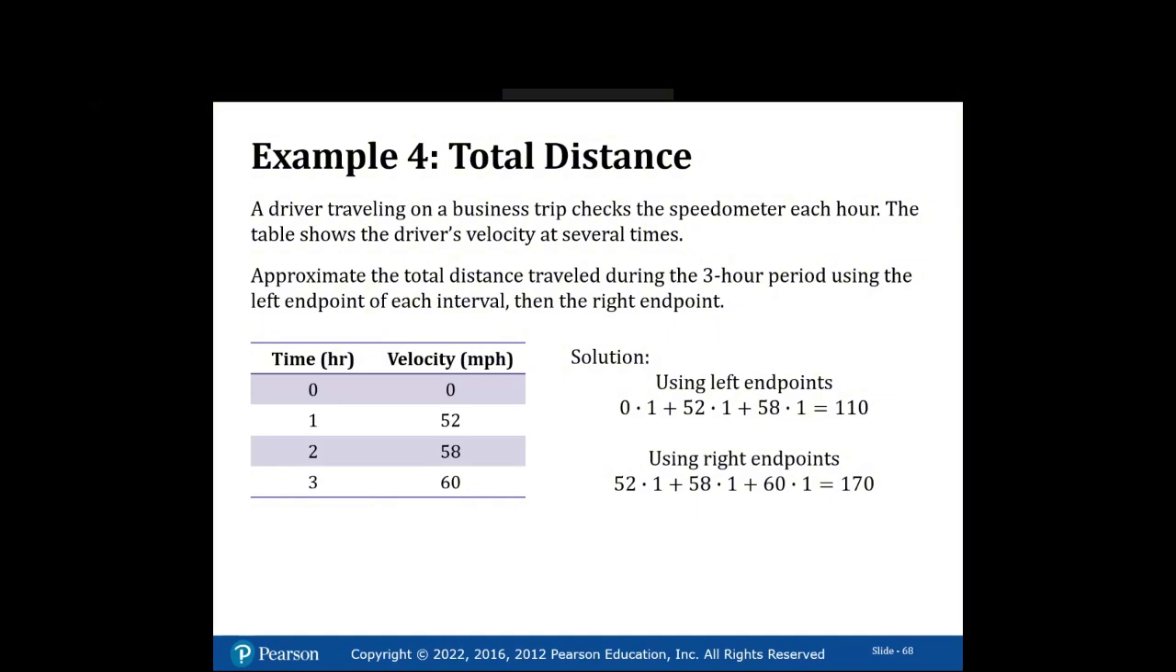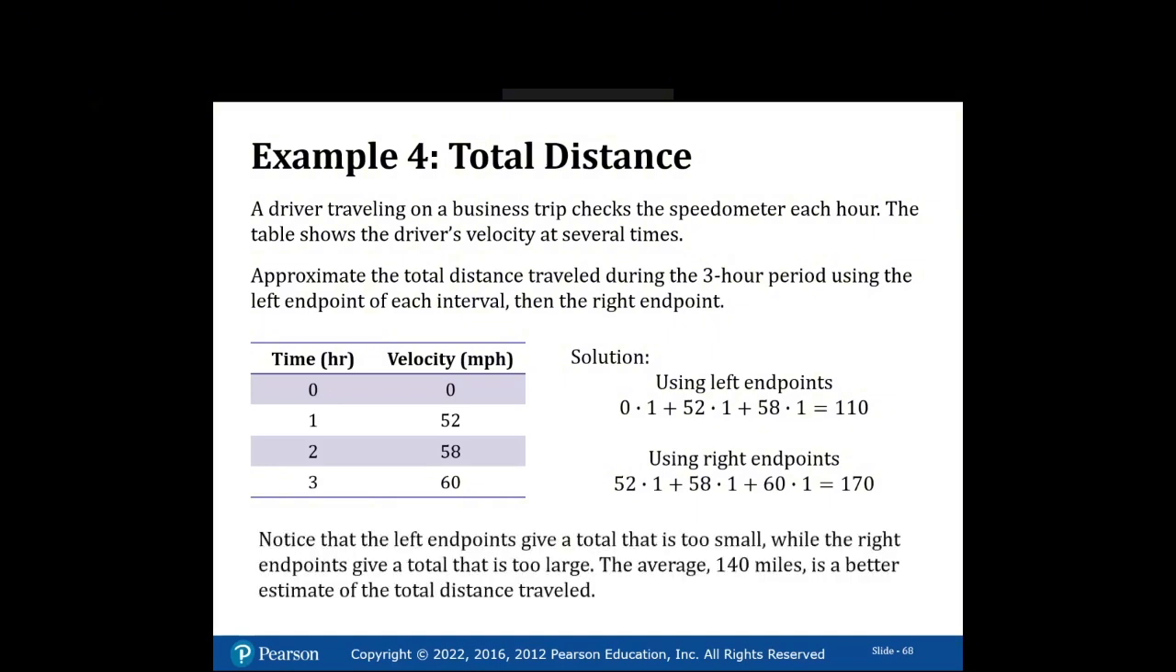But just like we've seen before, the left endpoints is too small and the right endpoints are too big. Because when we look at it under the graph, you can see where that space is not being covered or being overcovered. So instead, if I take the average of the two, 140 miles, it's going to be a better estimate of the total distance traveled because I'm averaging the two out.